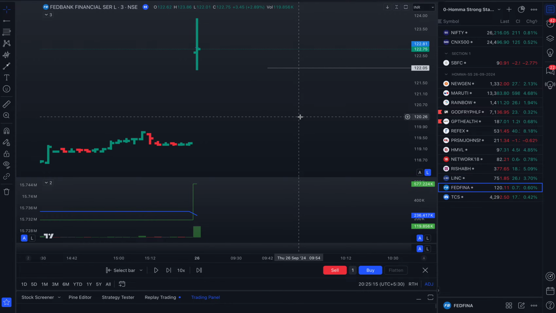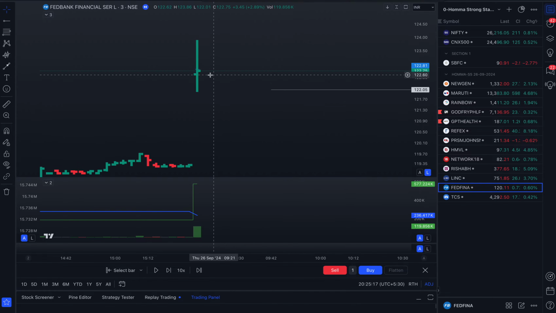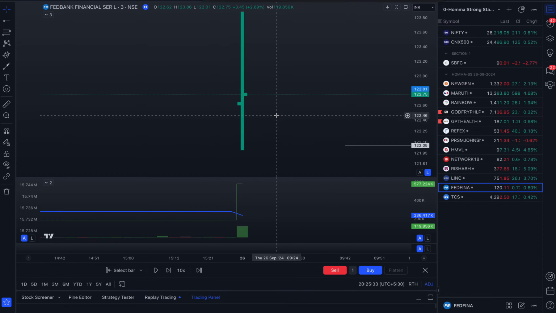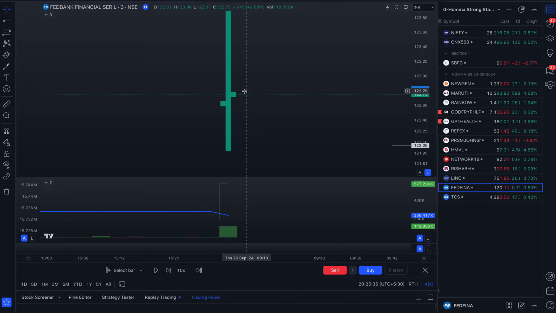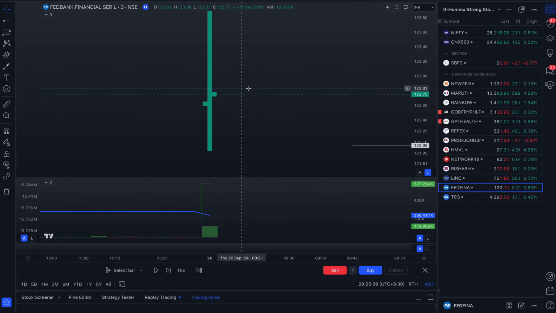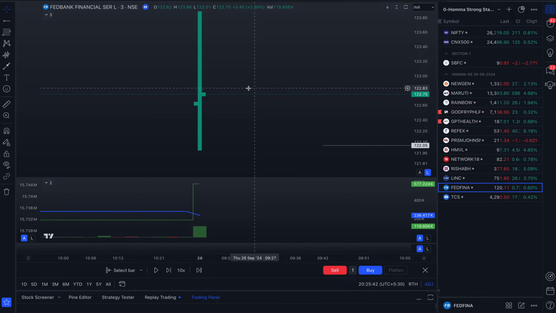So for example, Fed Fina. See, Fed Fina was also a very strong start. In fact, 2.89% at the open, a very big gap up, with huge volumes also. But you can see that the price is actually below the AVWAP. I don't know if you can see this here. This is the AVWAP and the price is below. Although it went up, it closed below. So the first 3 minute candle itself is saying that it is not as strong as it looks like.